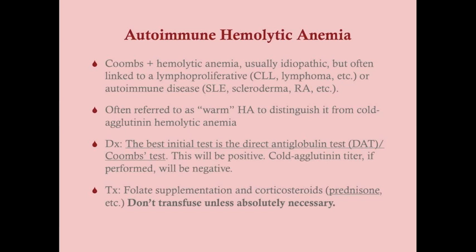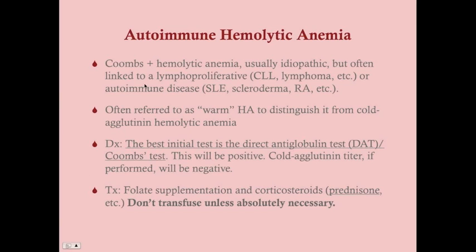So it'll be worsened at lower body temperatures, and they can be linked to certain infections. So autoimmune hemolytic anemia, warm hemolytic anemia, will be a positive Coombs test, and more often than not, and I would say on the USMLE, you will have it be linked, the patient will have a lymphoproliferative or an autoimmune disease. However, it can be idiopathic.